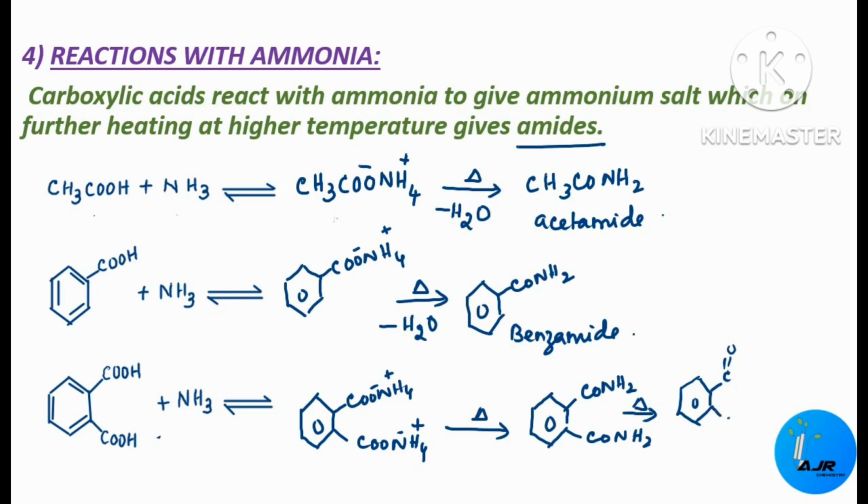Double bond O, C double bond O. Here this combines, NH. So this is phthalimide. Let me write the name. Phthalimide. Whereas here, phthalimide. Okay, that's the difference. Understood, students? This is what is happening.